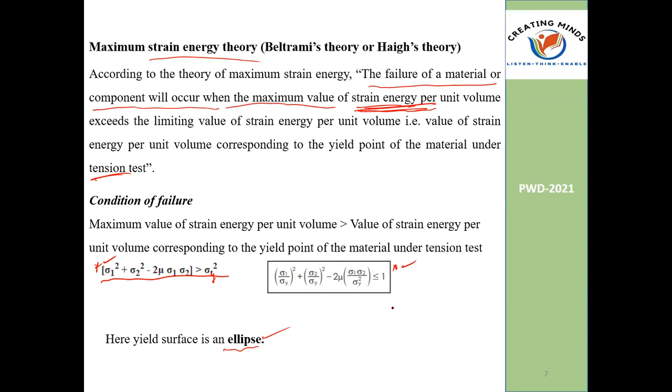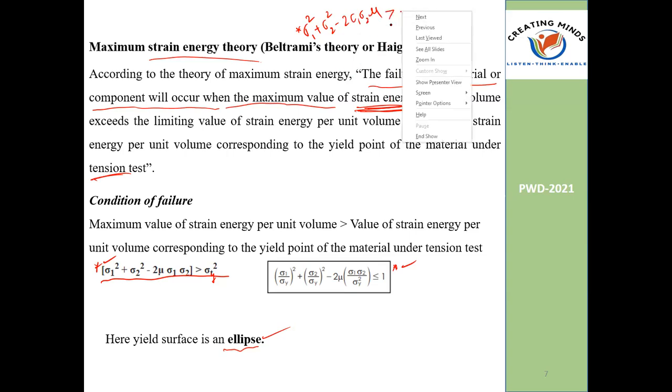That's all. Okay, here what are the 3 major aspects you have to remember? One is the condition. What is the condition? That's in the form of A minus B whole square, that is minus 2 sigma 1 sigma 2 into mu. It should be greater than sigma y square. And another one is yield locus. Yield locus is ellipse. And this is also suitable for ductile materials.